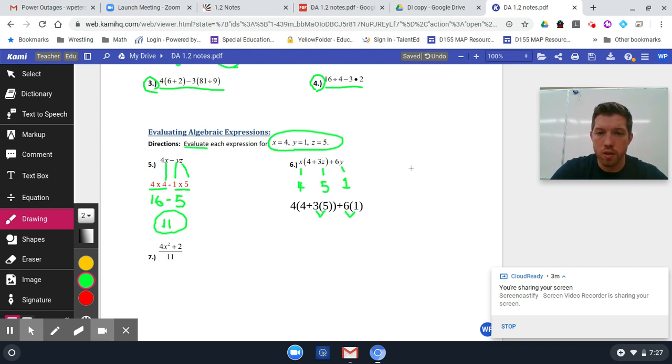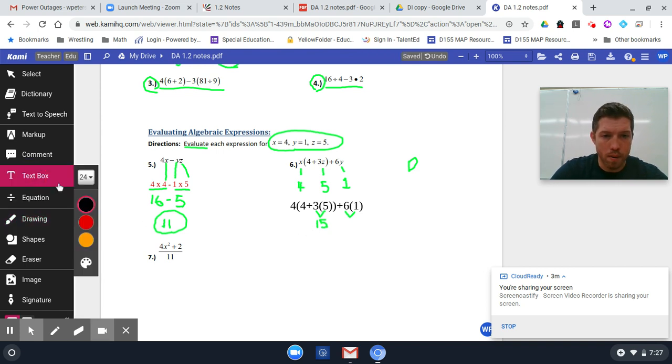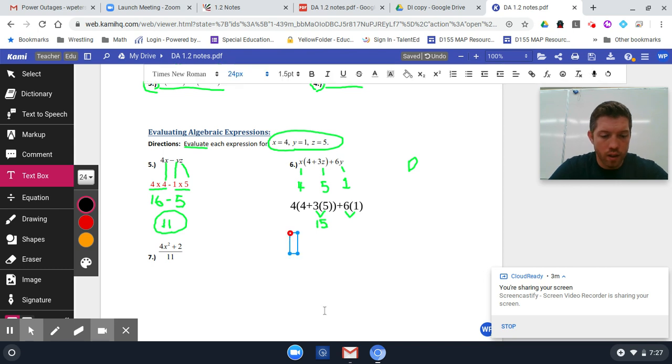The first thing we need to do is P is for parentheses. Do we have any parentheses in this problem? Yeah, we got a few, right? So let's simplify those. The first thing we can simplify is this right here, 5 times 3. 5 times 3 is 15. So we're going to write 15 down here. All right. And now that re-simplifies again. So now I'm going to rewrite my problem out again, the entire thing. And I have 4 parentheses, and then I have 4 plus 15 parentheses plus 6 parentheses 1.